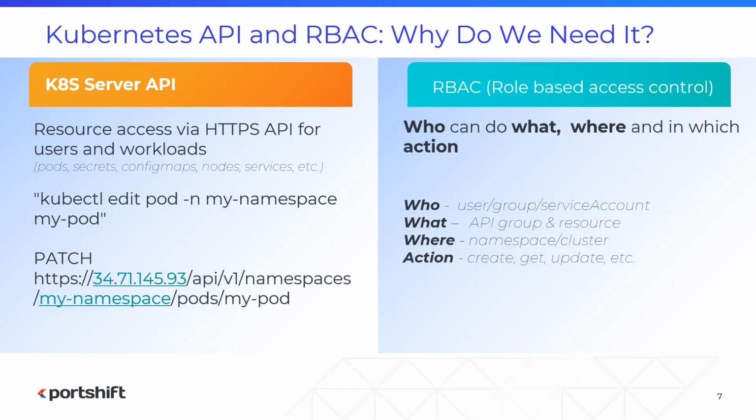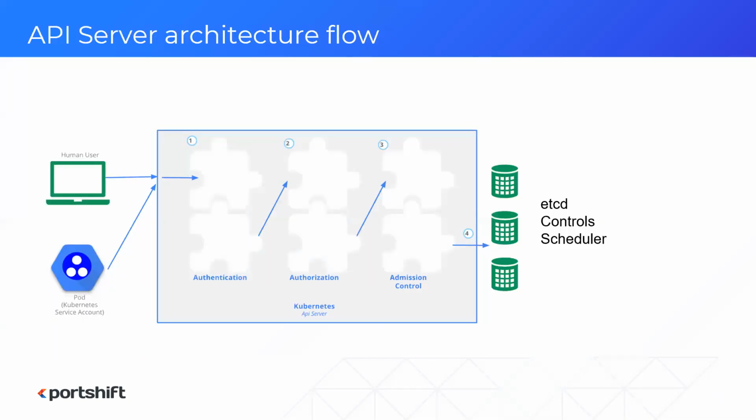The more basic one is the role-based access control that Ariel presented a few slides ago. So there we can determine who can do what, where, and in which action. So either a human user or a pod can access this Kubernetes API server, and after being authenticated and authorized by the role-based access control, given the right permission, there are also admission controls that can be applied and can look at whether this is a valid action or something suspicious, and only then the relevant action is actually taking place.